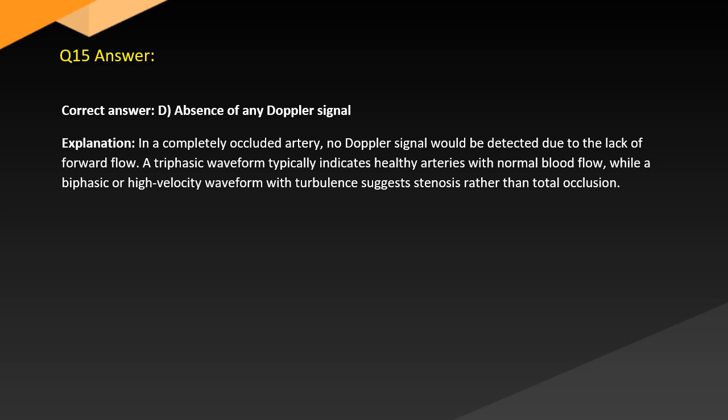Answer. Correct answer: D. Absence of any Doppler signal. Explanation. In a completely occluded artery, no Doppler signal would be detected due to the lack of forward flow. A triphasic waveform typically indicates healthy arteries with normal blood flow, while a biphasic or high-velocity waveform with turbulence suggests stenosis rather than total occlusion.